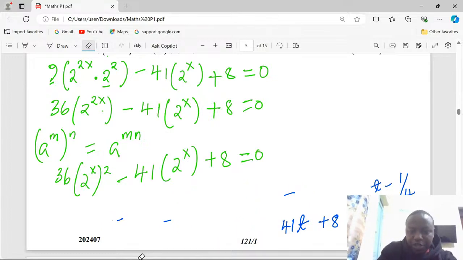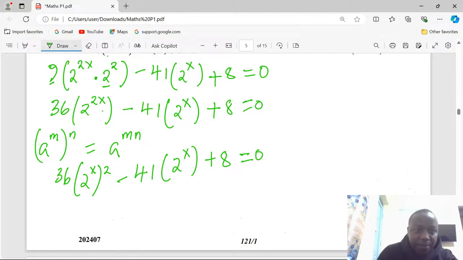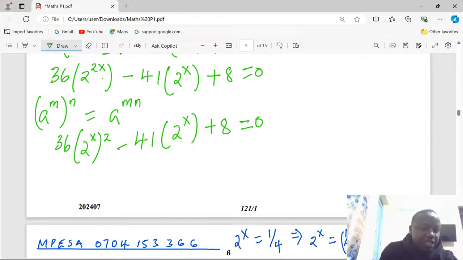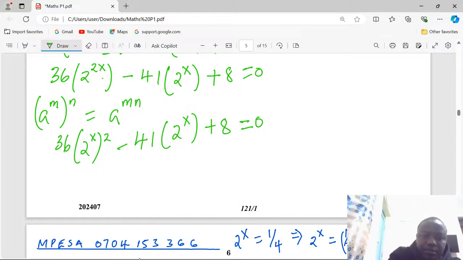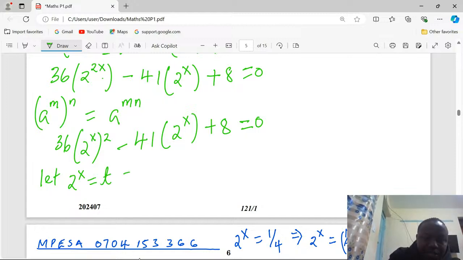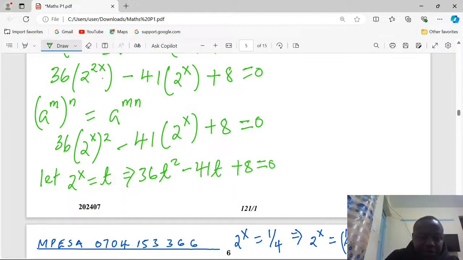Okay, at this point now, remember this question we had not finished yesterday. The other time I started and my screen was not showing up. Now we can finish up and say that we let 2 to the power x be t, so that we have 36, then t squared, minus 41t plus 8 is equivalent to 0.